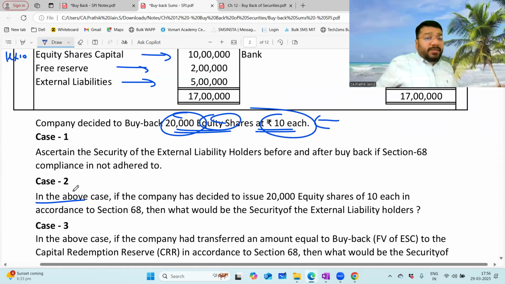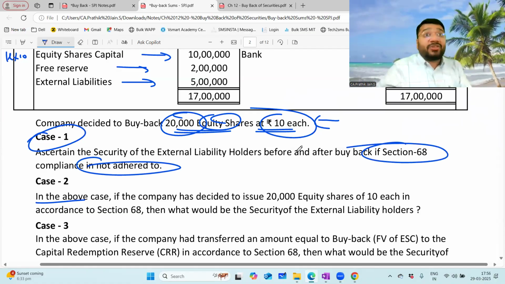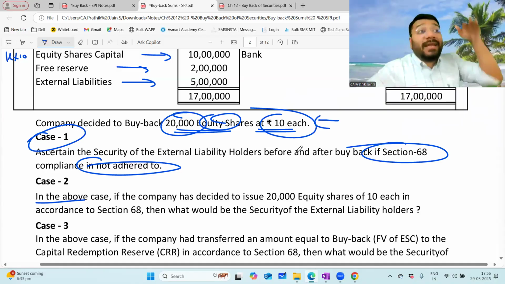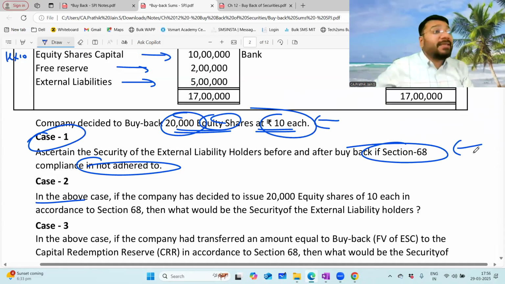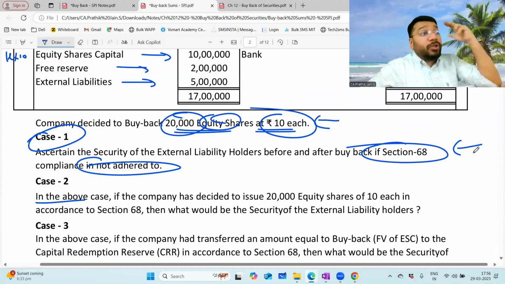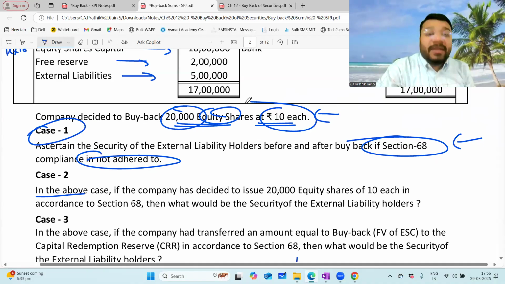In the above, case 1 we already discussed. The company did the buyback without adhering to Section 68. So we saw that when Section 68 is not adhered to, the security of the external liability holders gets reduced. Will this question come in the exam? No. This is for our understanding. Why does compliance with 68 have to be done? If it is not done, what will be the problem? To conceptually understand, we did case 1. But questions will come based on case 2 and case 3.